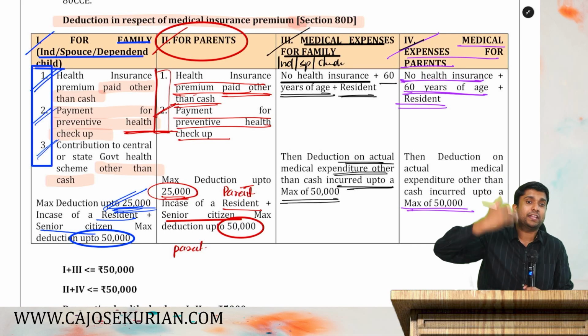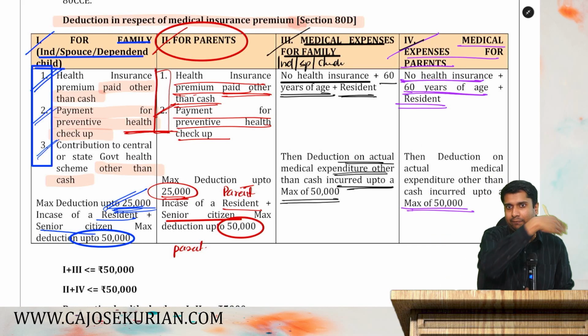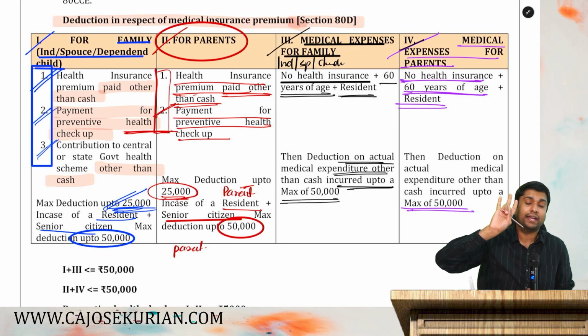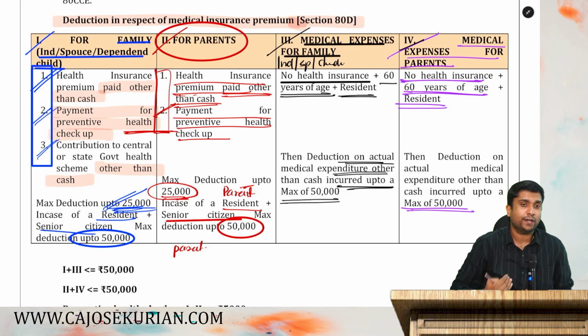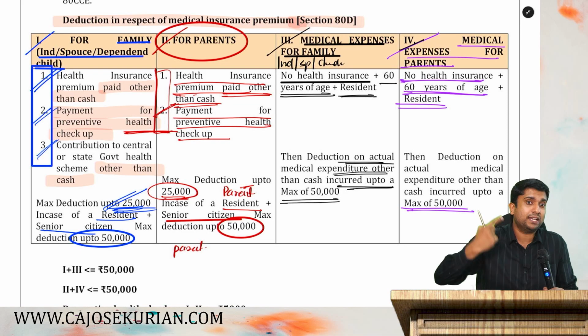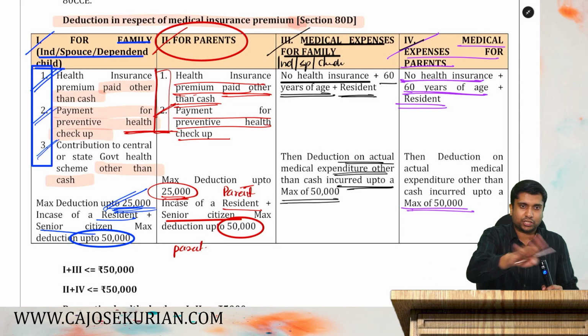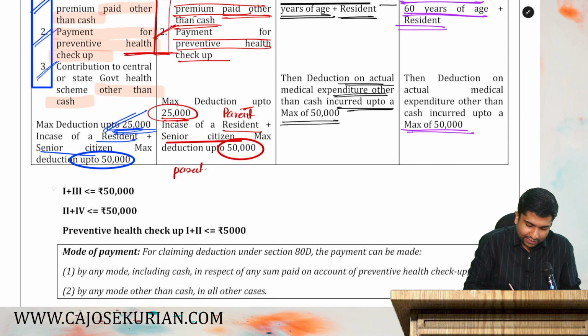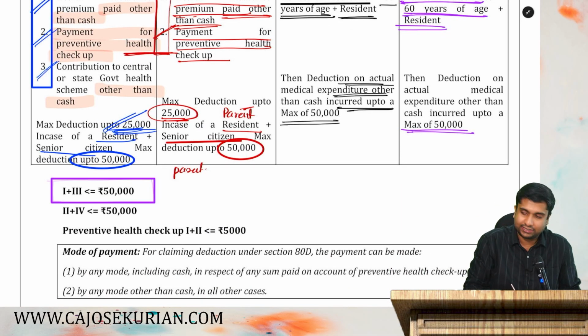Category number 4, medical expenditure for parents. 3 conditions, same 3 conditions. Parent should be a resident, parent should not have medical insurance, and parent's age should be 60 years or more. If all the conditions are satisfied, maximum deduction up to 50,000, provided the medical expenditure is paid in any mode other than cash. 4 categories are done. Conditions are not yet over. Then the department says, category 1 plus category 3 shall not exceed 50,000 rupees.